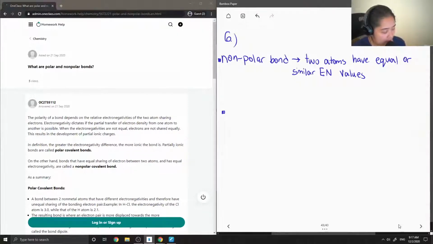And then I'll just write the definition for a polar bond, which is, as you can assume, the opposite of a nonpolar bond. So the atoms have dissimilar electronegative values.